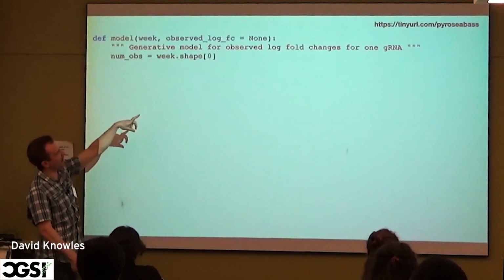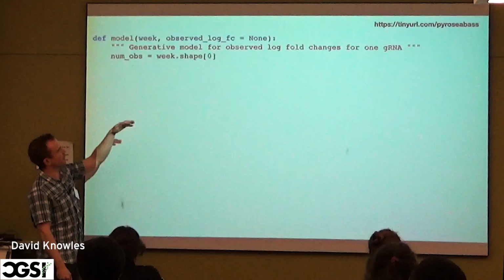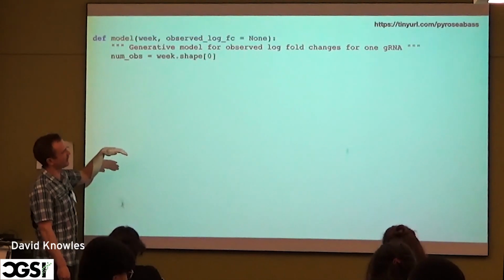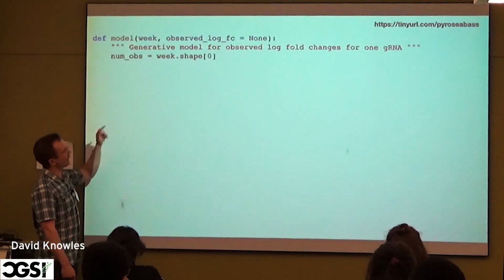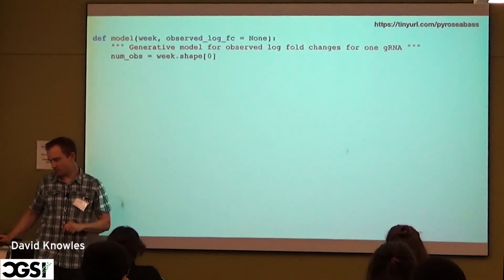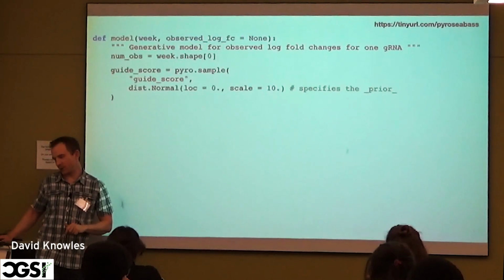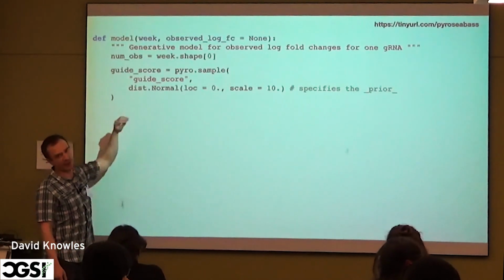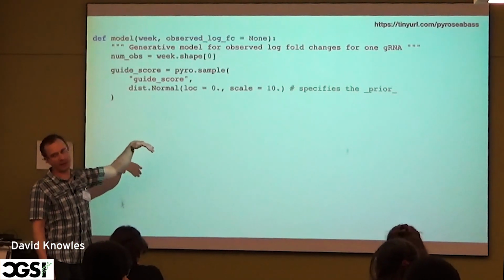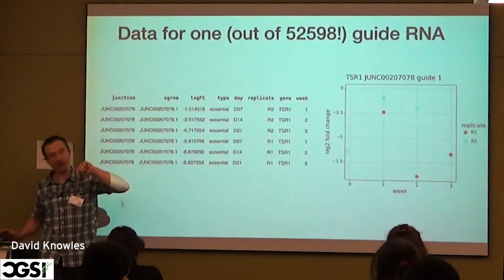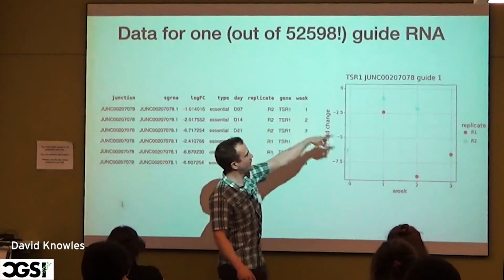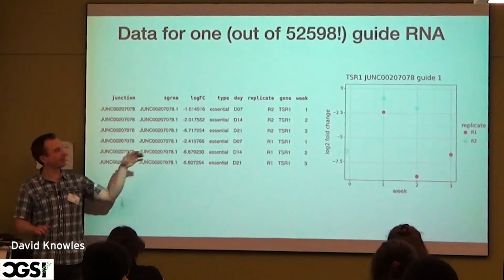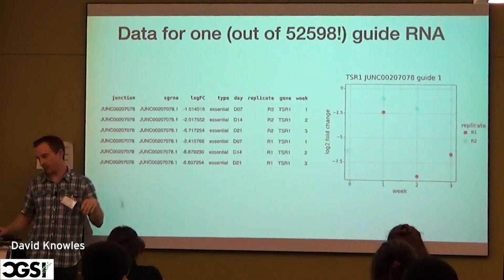The observed log fold change can optionally be None, which means we just run this model without conditioning it on a specific set of data. But we can also put in values there. And the first interesting part of the model is we're going to put a prior on this guide score. So this is really just the slope. If you imagine putting a linear regression line through here, the guide score is just going to be the slope. That's telling us, because a significant negative slope here would mean that the guide actually worked.